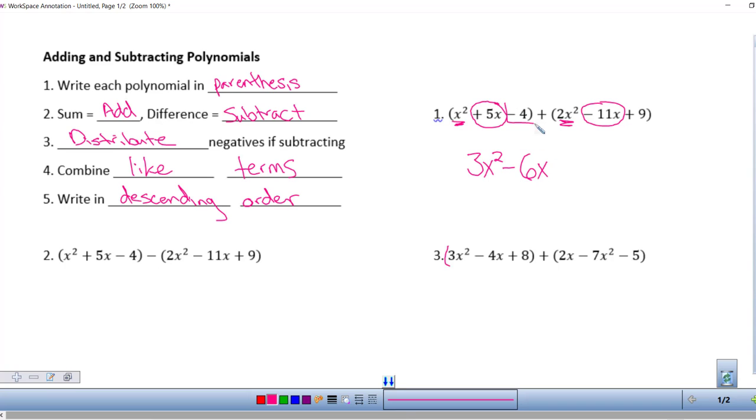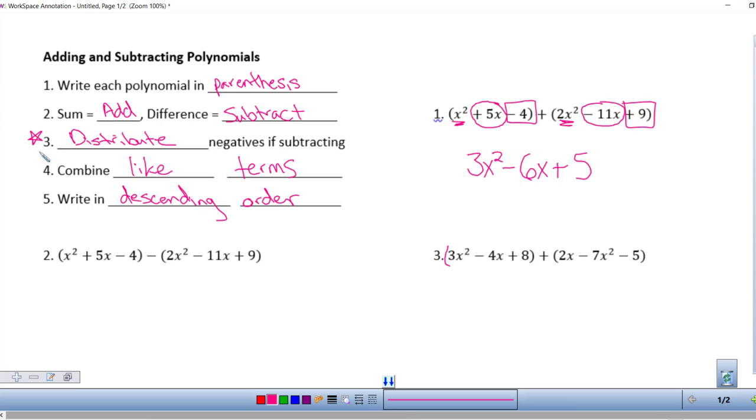And then finally we have negative 4 plus 9. That would give us a positive 5. Like terms have to have the same variable, same exponent, so x squared, x, and then our constant. Constant is the number with no variable. And then let's just double check that this is in descending order. Descending order has the greatest to least exponent. So 2, 1, 0, it is already in descending order. We're done.